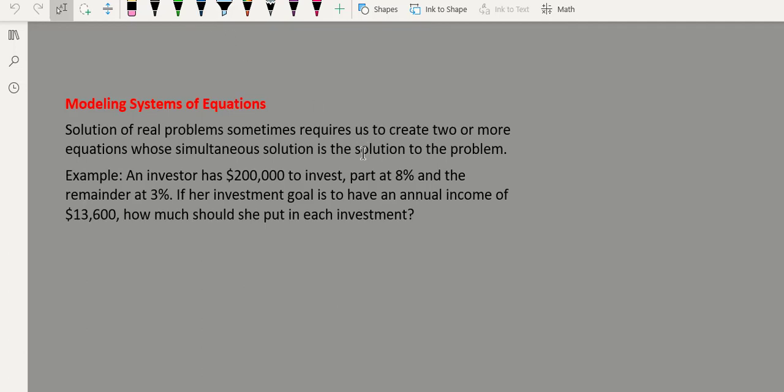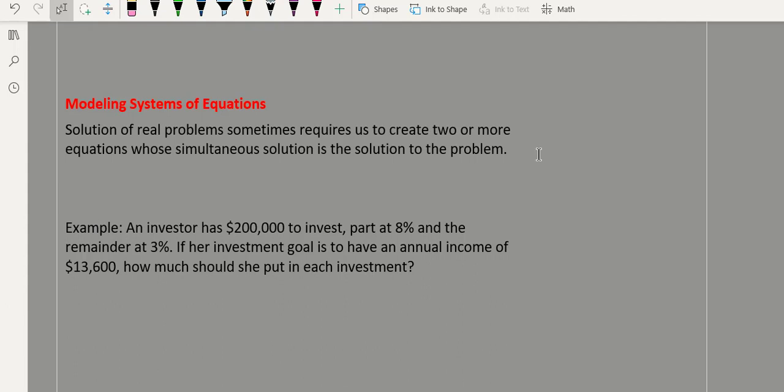All right, this video is to complete the rest of the systems of equations. This is going to be the modeling of systems of equations. So modeling systems of equations means we're going to do some word problems, the things you guys love to hate. So anyways, a solution of a real-world problem sometimes requires us to create two or more equations whose simultaneous solution is a solution to the problem.